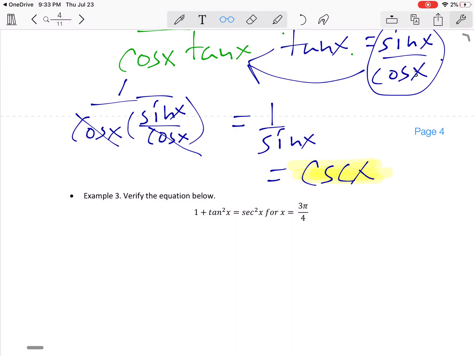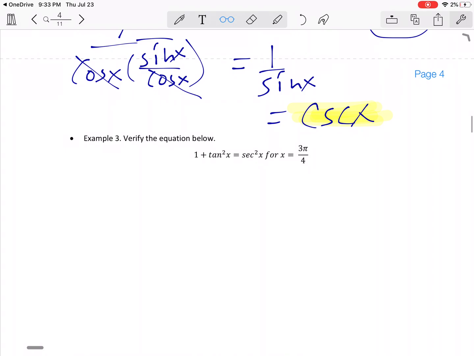Okay, let's look at another one here. So verify that this is, I think, one of the Pythagorean identities. So it's saying verify that it is true by inserting 3 pi over 4 into x. Okay, so same as before. It's your left side, right side idea here.